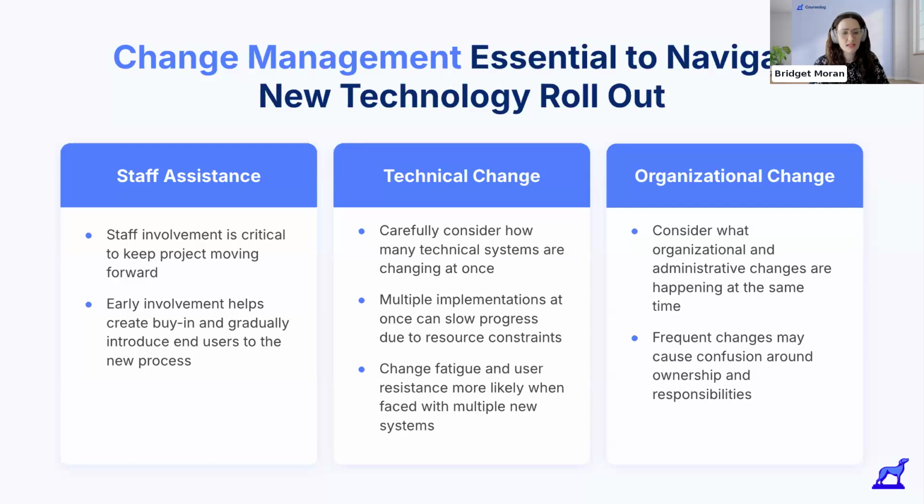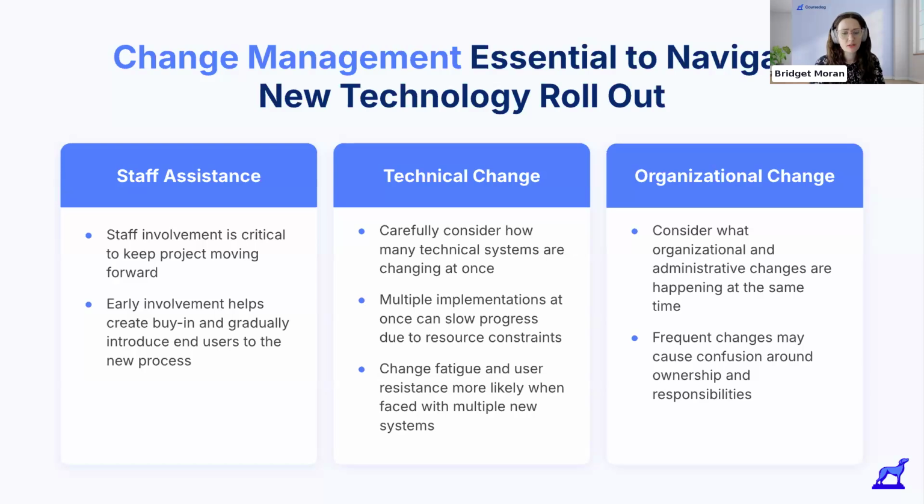But then aside from that staff involvement, I think it's also essential to consider the broader ecosystem of what's going on at your institution. So, first, are you rolling out other new technologies? Are other new systems being put in place simultaneously? And how much change are you asking your users to take on? And could that potentially be an impediment if they're getting overwhelmed?